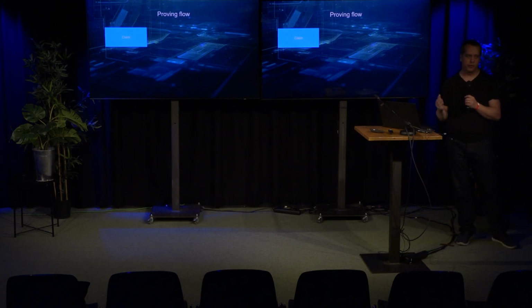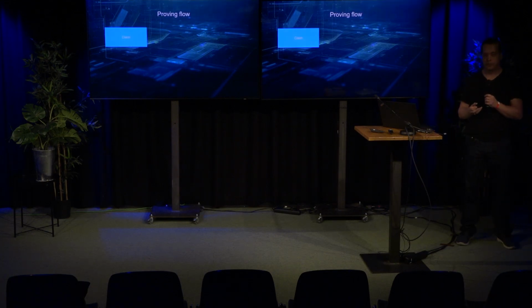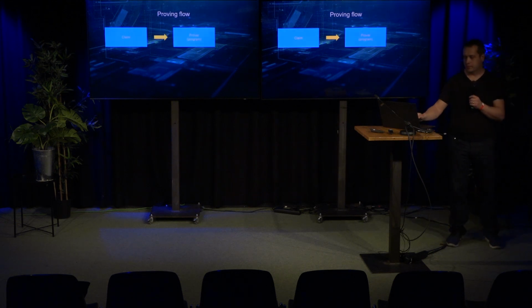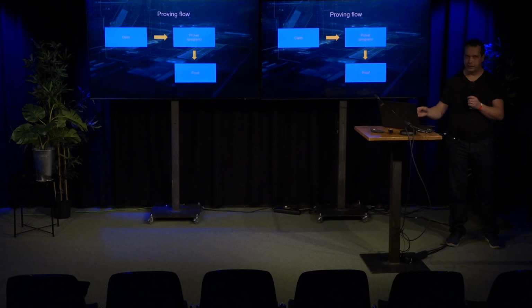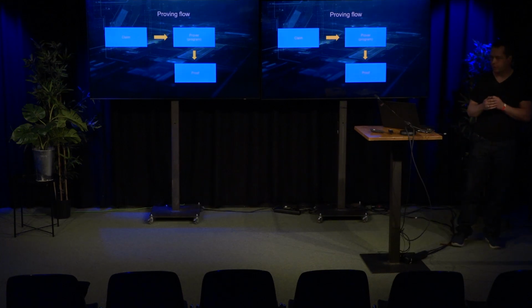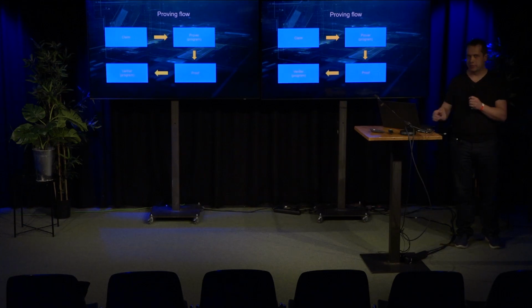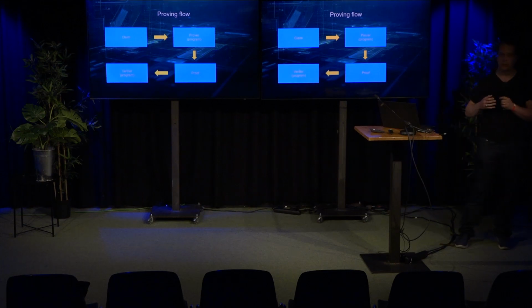So the flow starts with a claim. Maybe I have a secret number I don't want to reveal for some reason. And you input this into a special prover program. You can write this yourself, or maybe someone else has written it for you. And this outputs a proof. This proof is just like a random string, which you can then input into a verifier program. So once you have this proof, you can verify with this special verifier program whether the proof is valid or not.